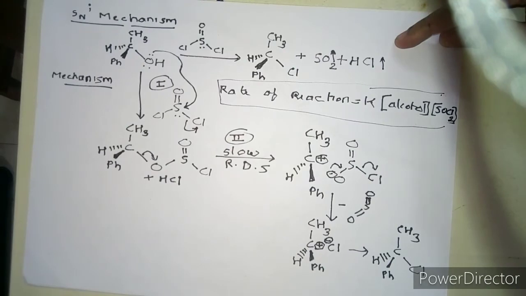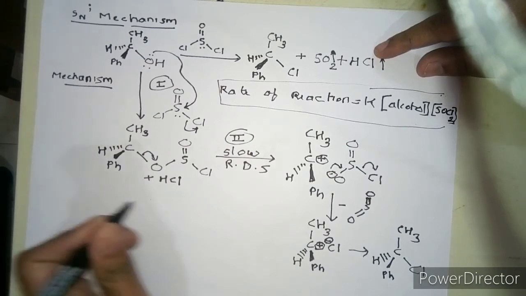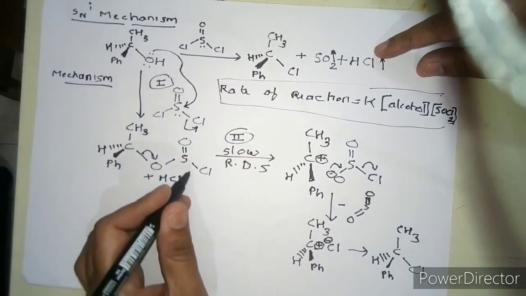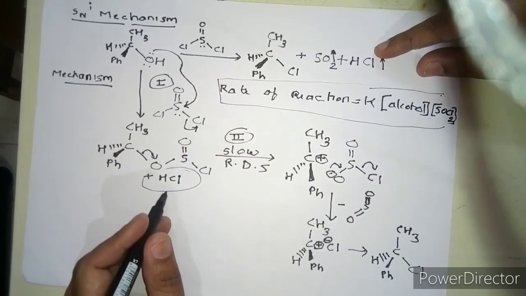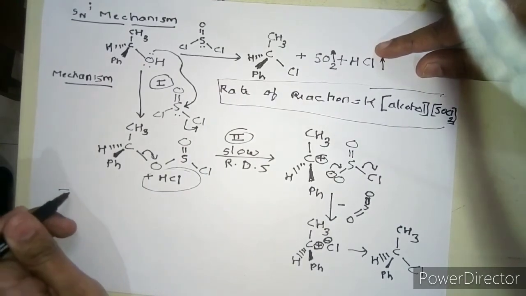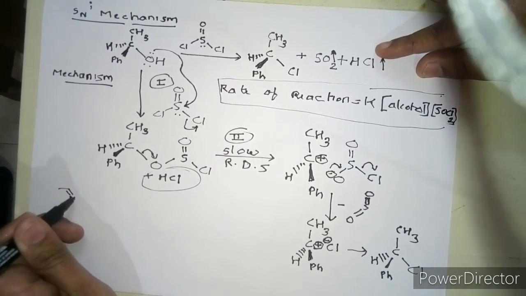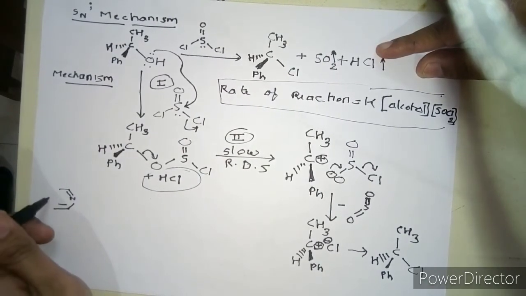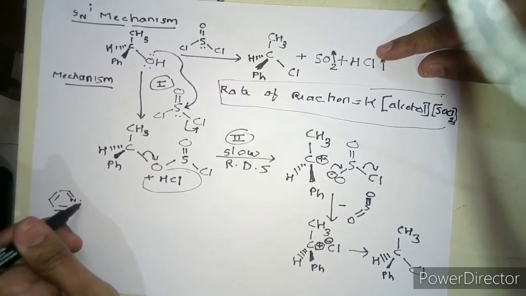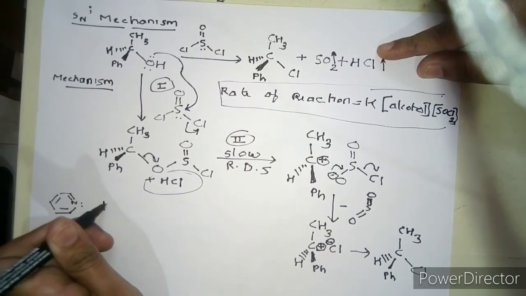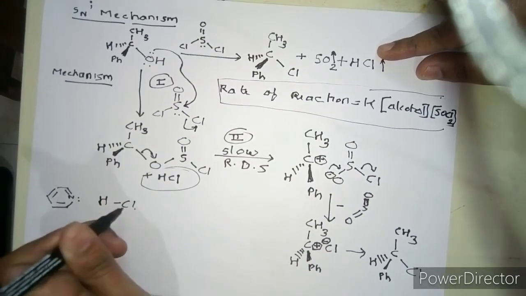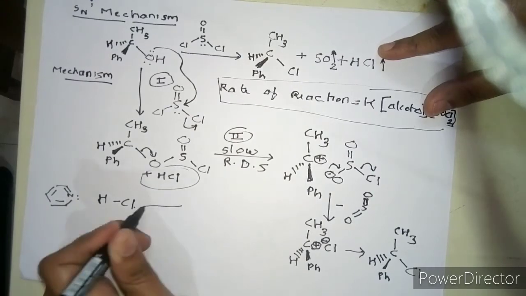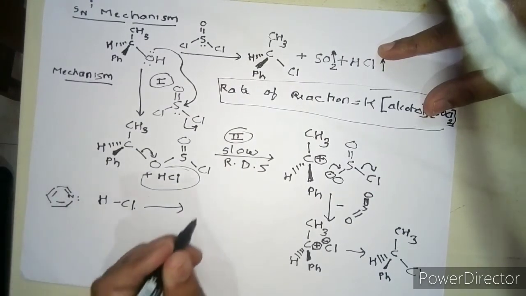Now we'll see what happens if pyridine is added to this reaction. I carry out the same reaction but in the presence of pyridine. You see that in the first step, HCl gas had escaped from this reaction. Now what happens when pyridine is added? Pyridine acts as a base. You know pyridine is a heterocyclic amine. It reacts with the HCl formed in this first step, and it removes this proton.